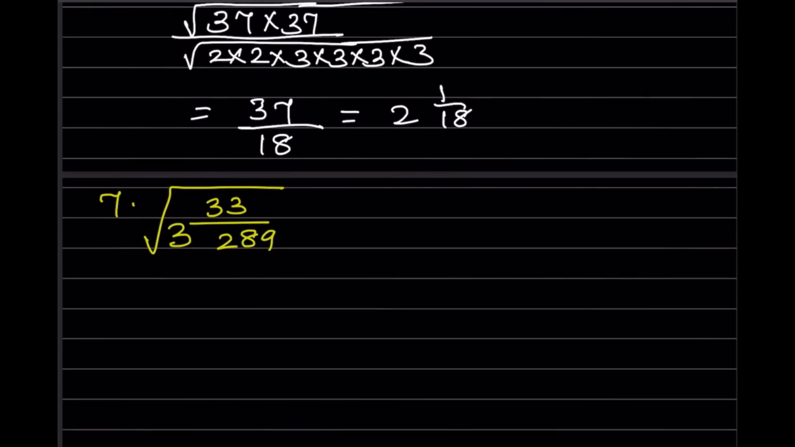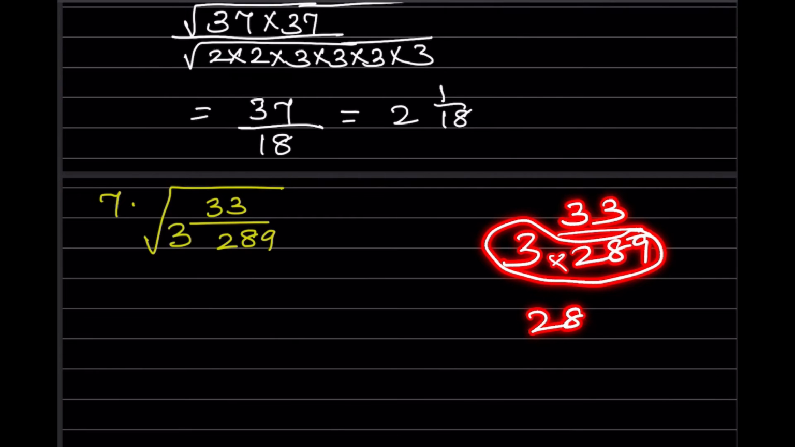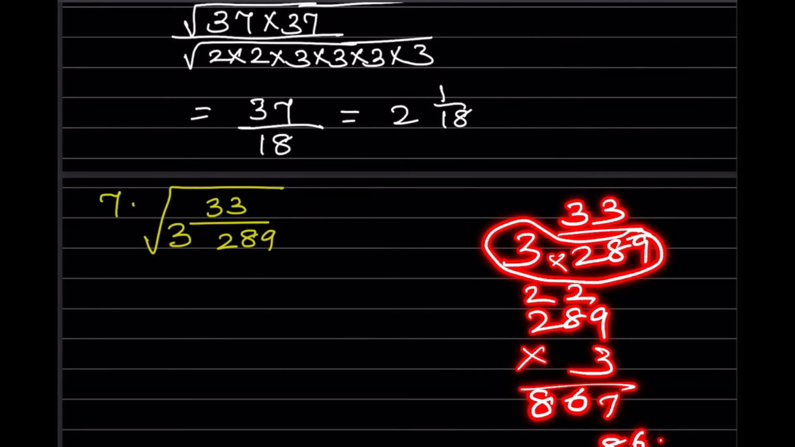Now again, let us look at this one. We'll write here 3 integers 33 by 289. We are going to multiply this into this. So this will be 867. To 867, you will add this 30.